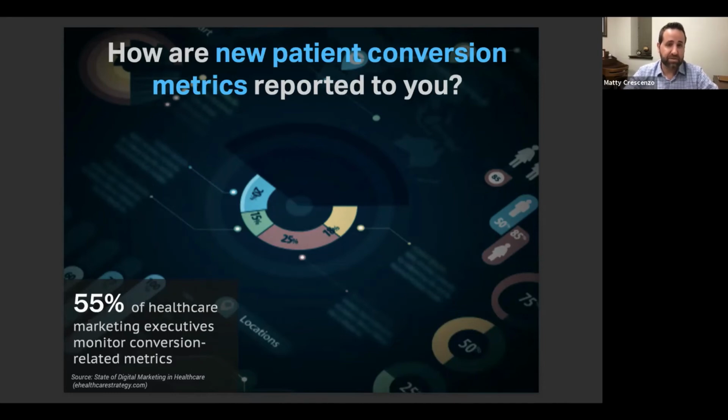So then you ask the question, well, how are new patient conversion metrics reported to you? Conversion can be defined in different ways, but we want to think about it from the standpoint of the conversion of people that go from your site to people that opt in and give their information, to see if they're a candidate for your procedures or your services. But also the other piece of conversion is patients in the door. There are ways to tie off and attribute where the patients came from. That's the level of conversion that really matters to get to return on investment.